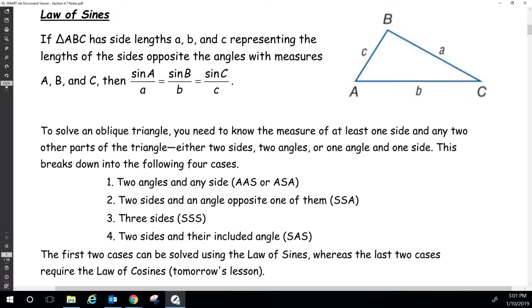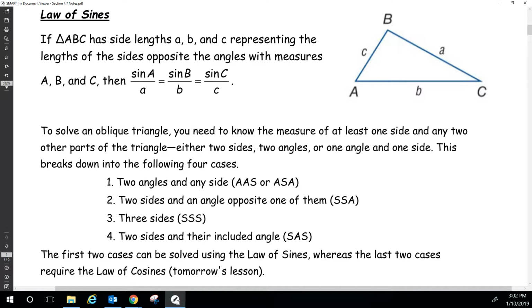And we use law of sines when we don't have right triangles. When we have right triangles, we can use Pythagorean theorem and other techniques. But when we get to oblique triangles, which means we've got one obtuse angle, or we don't have all right angles, we can use the law of sines to help us solve a triangle.